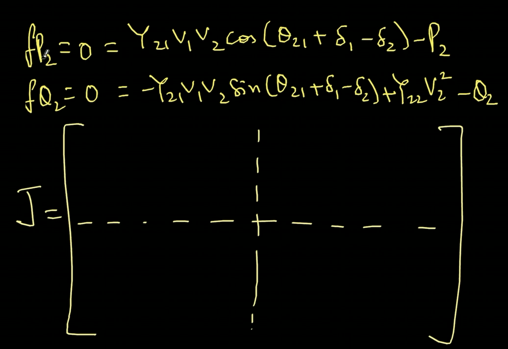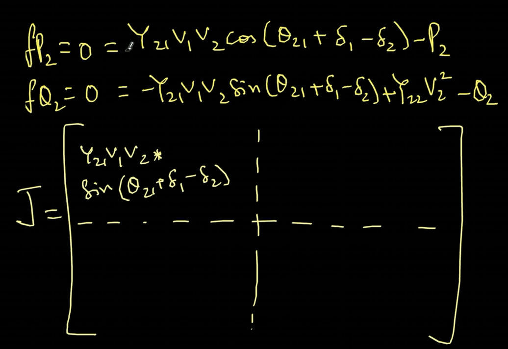First I'll differentiate the first function with delta 2. The differentiation of cos is minus sine, but because there is a minus here, it will become plus. So everything will be same except it will be sine. So I get Y21 V1 V2 sine of theta 21 plus delta 1 minus delta 2. Everything is same, just this cos becomes sine.